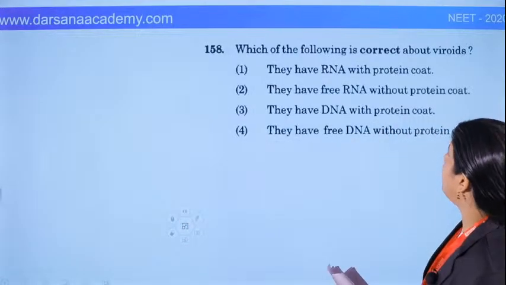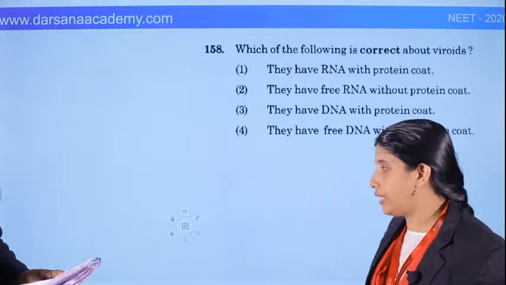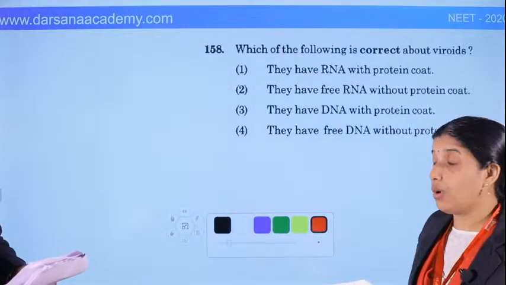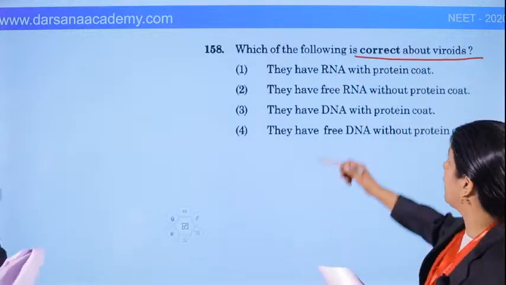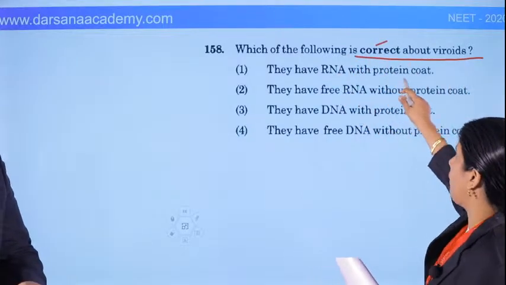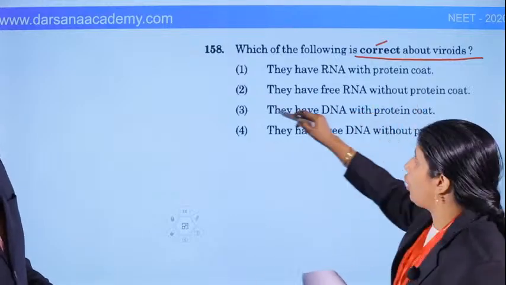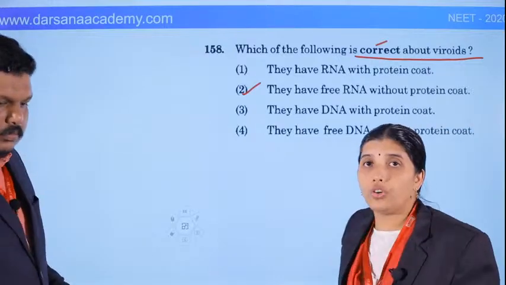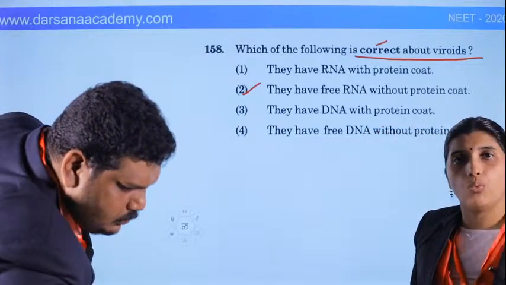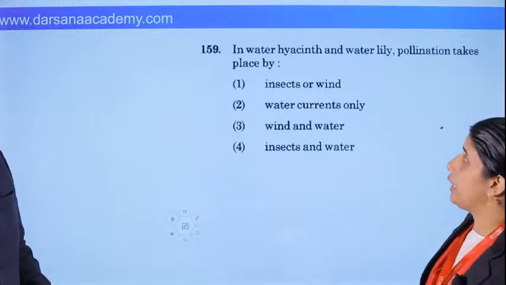And what about the next one, 158? That is connected with biological classification. That is a question related to viroids. Which of the following is correct about viroids? They have RNA with protein coat? No, they have no protein coat. They have free RNA without protein coat? Yes, that's the correct answer. For question number 158, 2 is the correct answer.